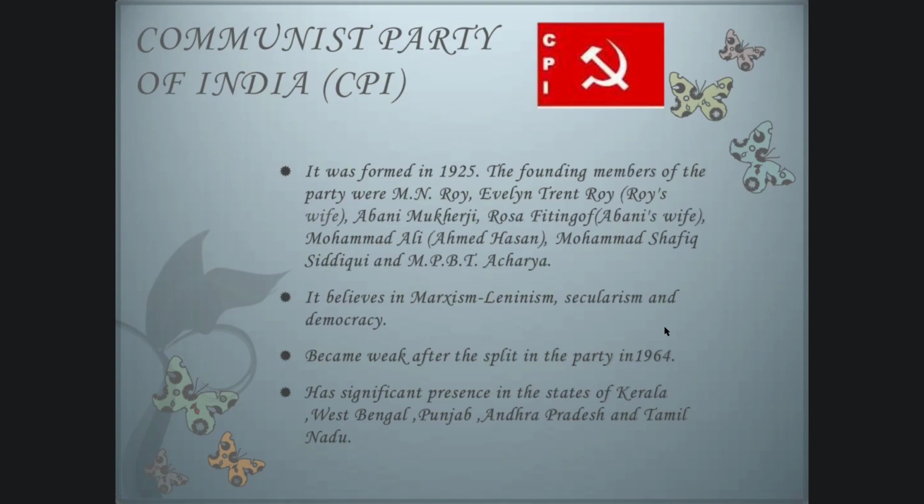It believes in Marxism, Leninism, secularism, and democracy. It became weak after the split in the party in 1964. This party split into two in 1964, so this party became weak. It has significant presence in the states of Kerala, West Bengal, Punjab, Andhra Pradesh, and Tamil Nadu.